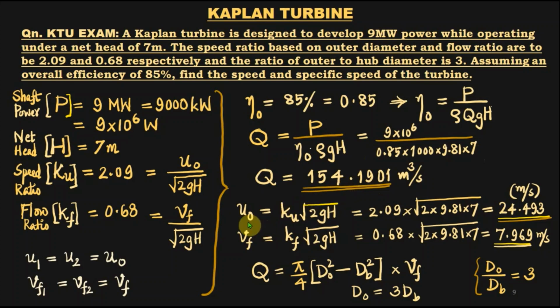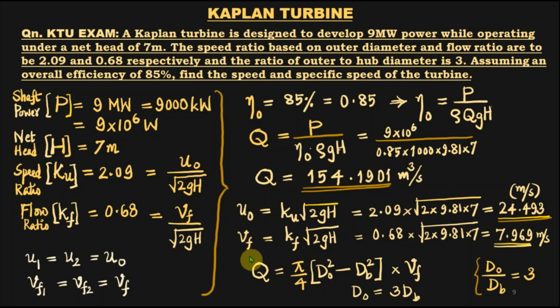So now U0, from the speed ratio, U0 is equal to Ku into root of 2gh. Ku is equal to 2.09 into root of 2 into 9.81 into 7, that is equal to 24.493. So that is the tangential velocity of the runner at the outlet tip or based on the outer diameter. So 24.493 meter per second, that is U naught.